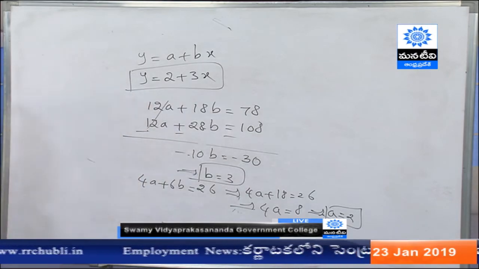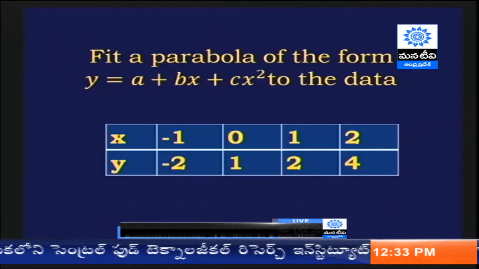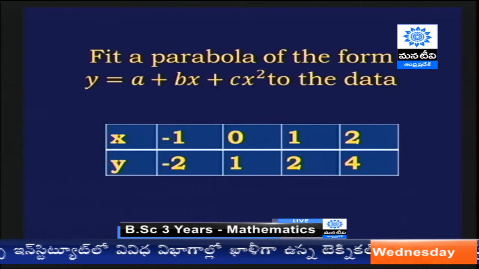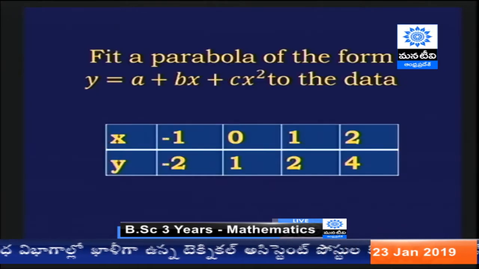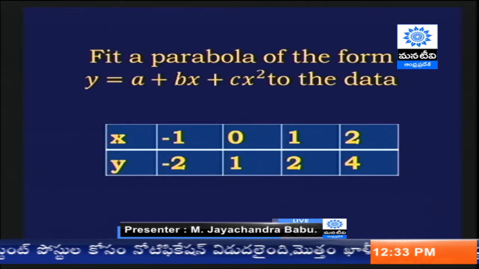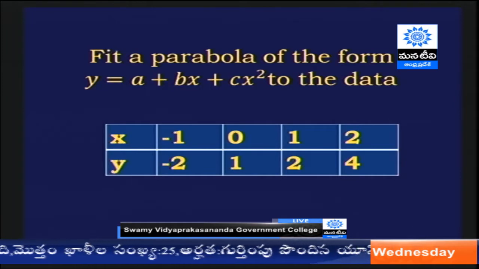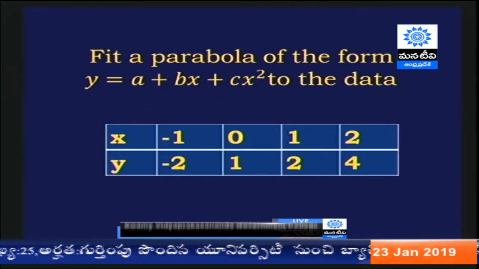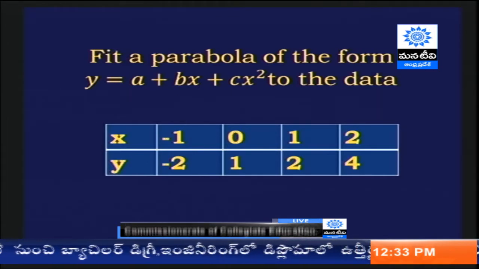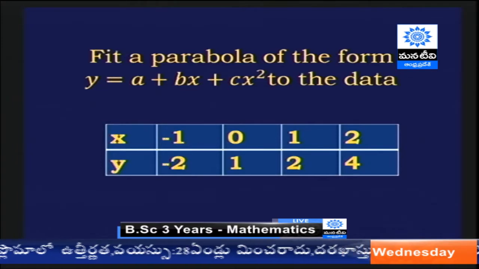In the similar manner, we can see another example, which is related to fitting a parabola to the data. This is the problem: fit a parabola of the form y equal to a plus bx plus cx square to the data. And here, when we want to fit a parabola to the data, we need three normal equations.